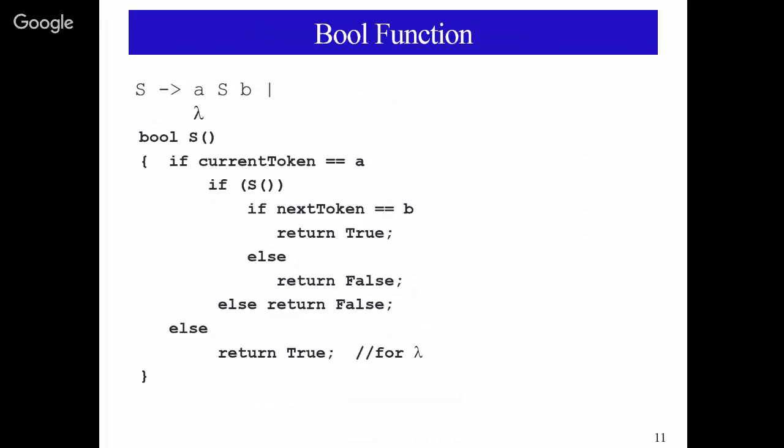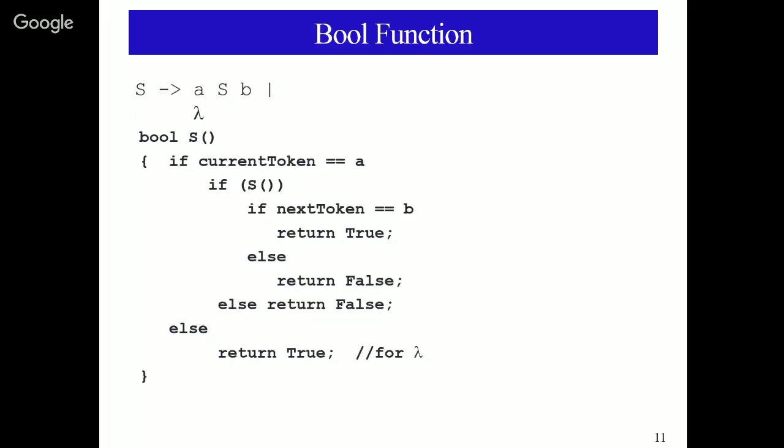Correct? So at some point, I'm going to run out of the A's. I'm just going to have B's left. I'm trying to match the B with the S, and obviously there's no rule in S that starts with a B. So that tells me, yeah, I'm going to use the lambda because I'm done. So this is actually good. If I only have B's left, that's good.